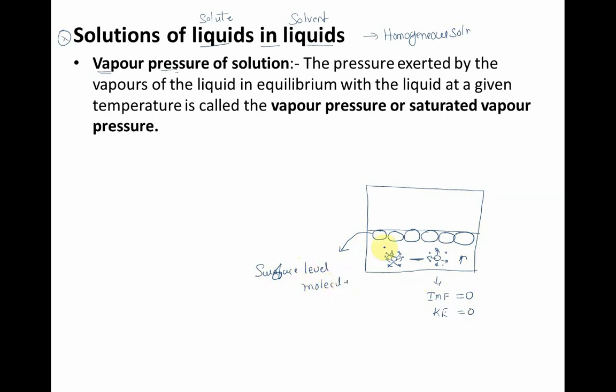And these molecules are attracted by other molecules only from one side, not from all the sides, only from the side behind them. And they possess some surface level molecules. These surface level molecules possess less intermolecular force of attraction, whereas here the intermolecular force of attraction will be maximum. They possess less intermolecular force of attraction compared to other liquid molecules.